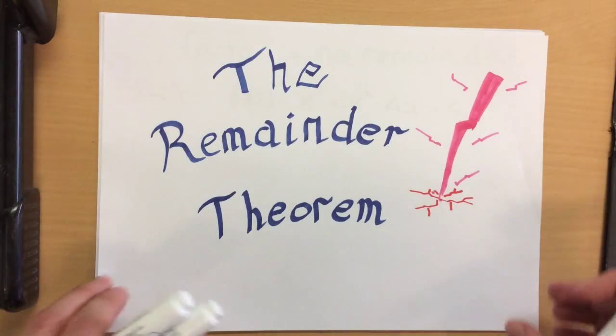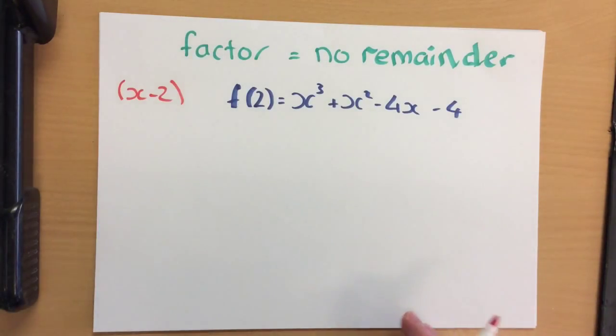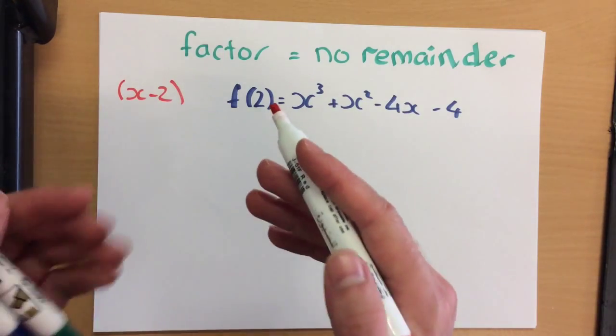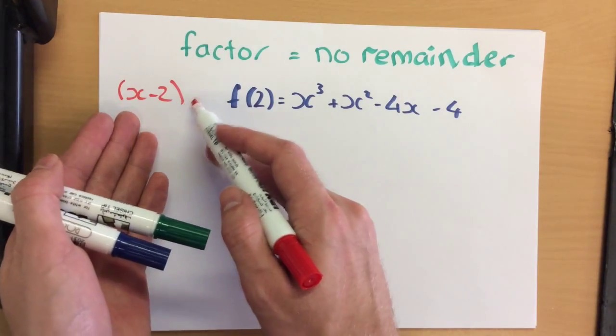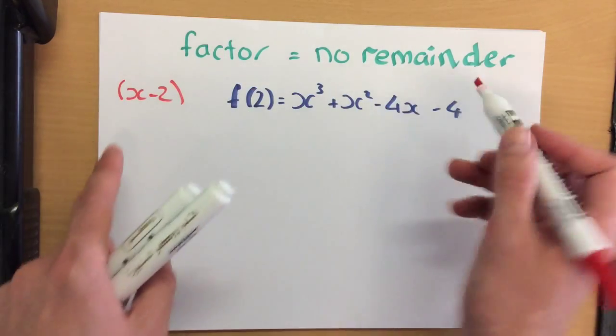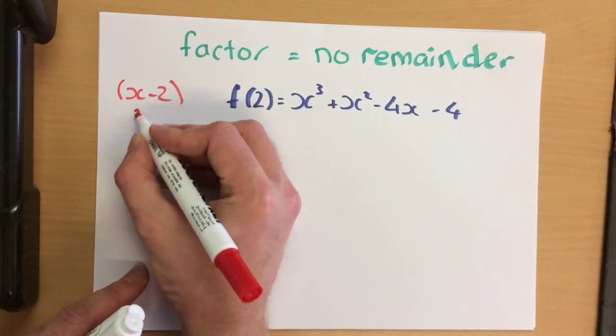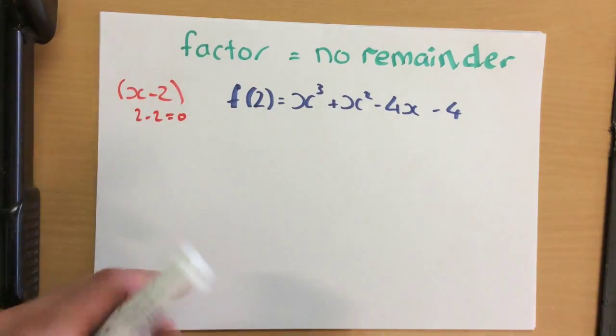We go with the remainder theorem. Learning from last time, we said if x minus 2 is a factor, there should be no remainder. So we substitute in 2, because 2 minus 2 gives us 0 there.